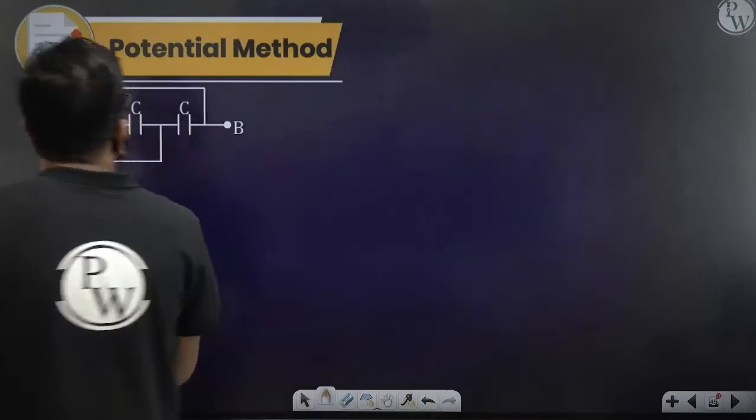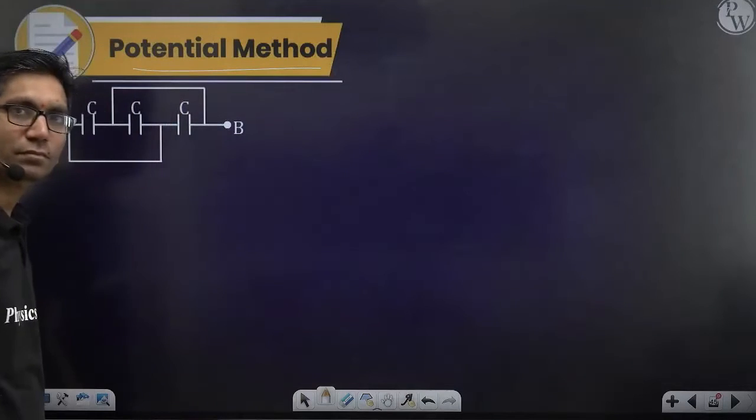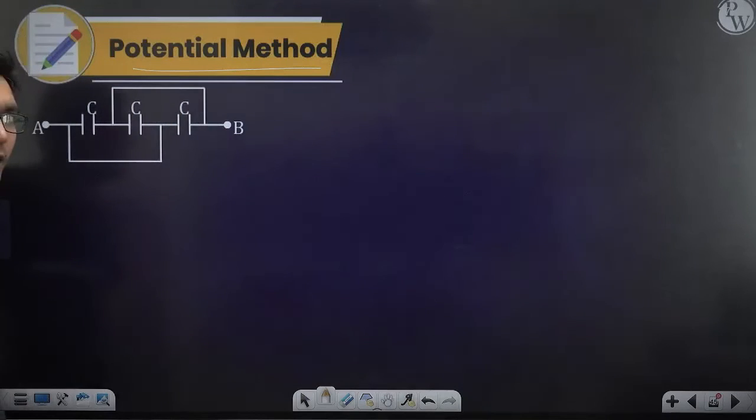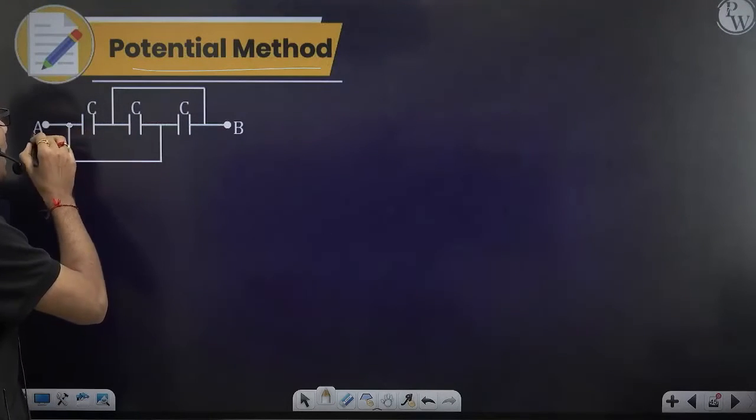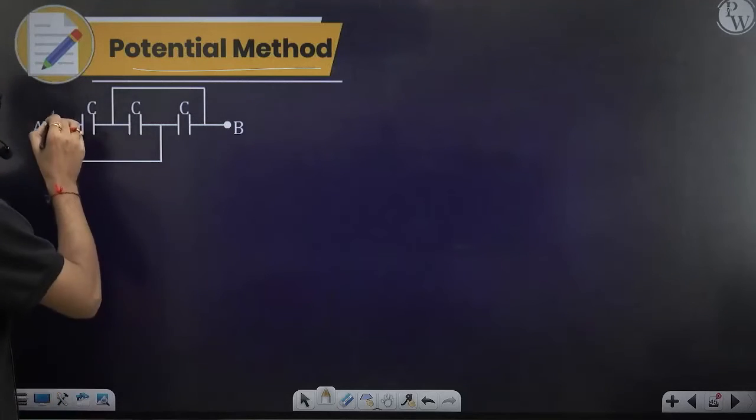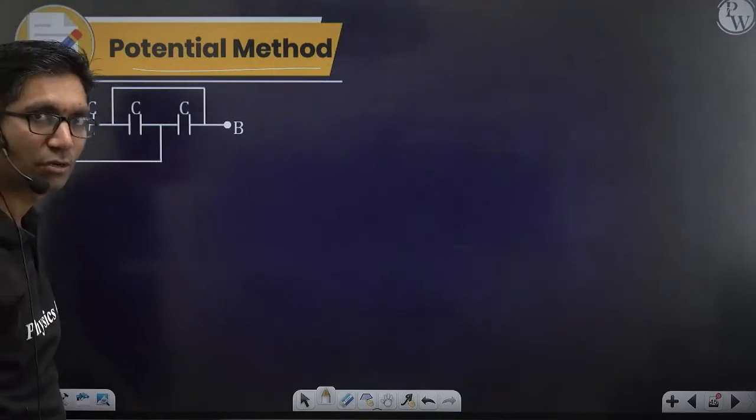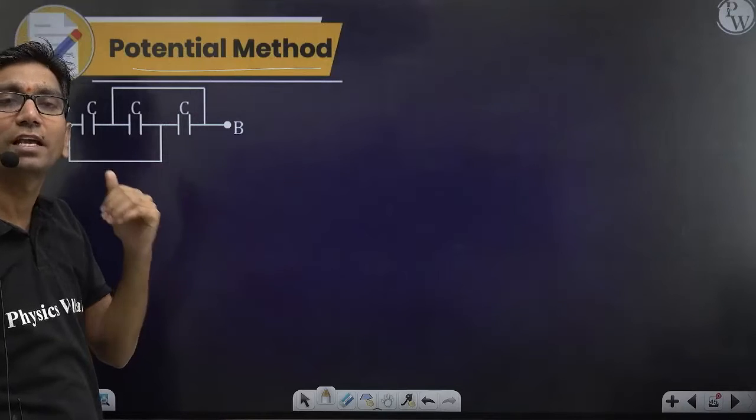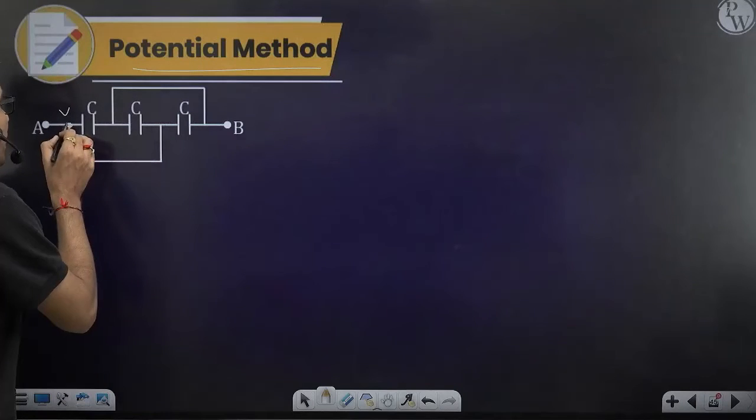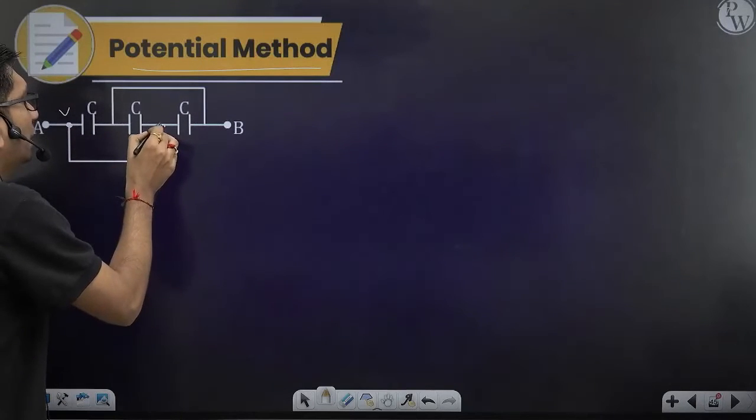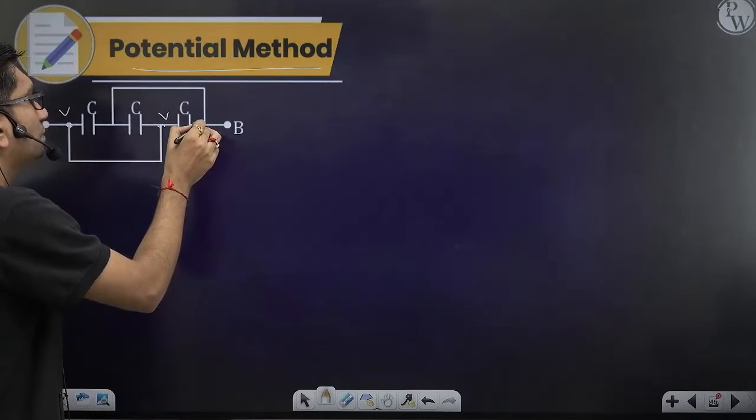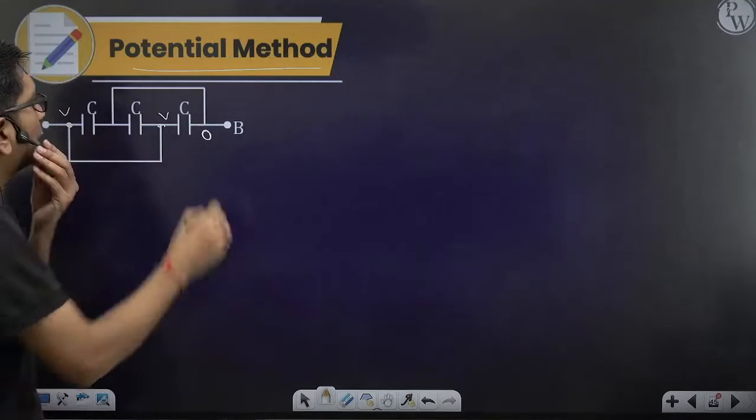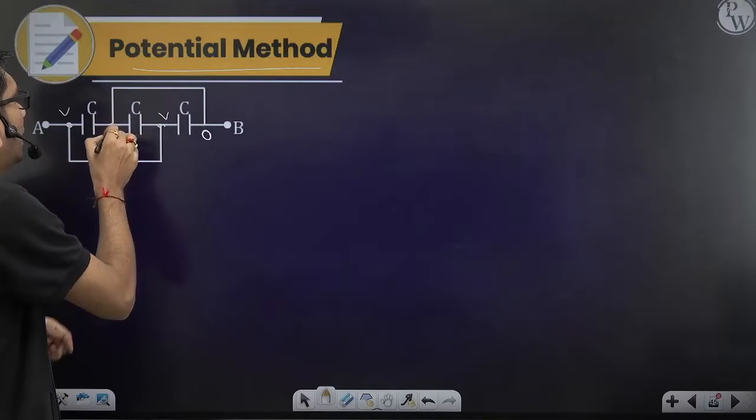Okay. Potential method. As everyone knows, how to solve this one with the potential method? You have to calculate the effective capacitance here. See here, at point A we have a higher potential. Charge always flows from a higher potential to a lower potential. So here it is V, and till here it is V only. At point B we have a lower potential, that is 0. Till here it is 0.